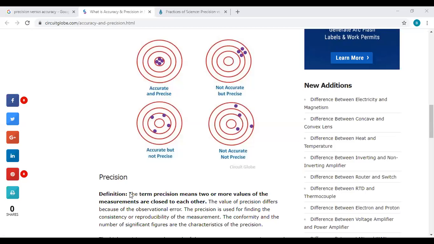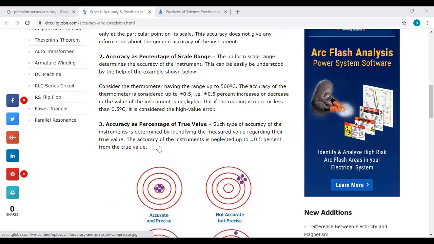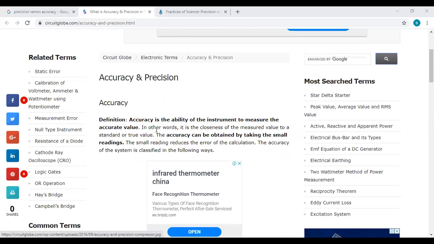Good. The next thing we are going to do: when we are taking measurements, there are two things which are very important. They are accuracy and precision. Can everybody see? So whenever you take a measurement, the two important parameters are accuracy and precision. So what is accuracy?